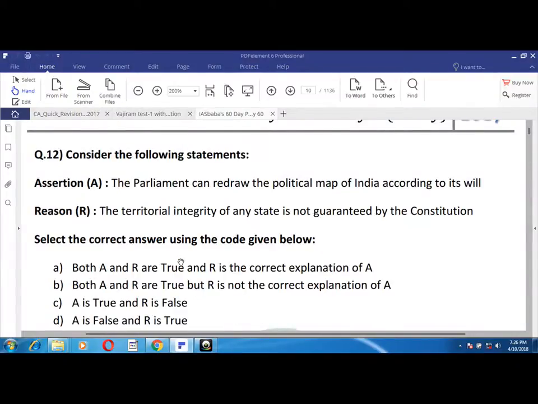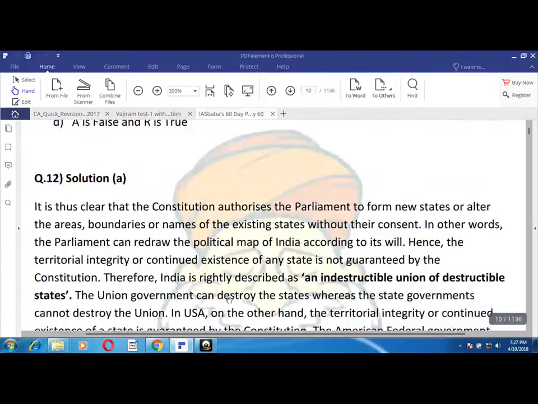Consider the following statements. Which is the correct one? Here A and R are true, and R is the correct explanation of A. A is the correct answer. So now, the Parliament can review the political map of India according to its will. Parliament can redraw the political map of India, and the territorial integrity of any state is not guaranteed by the Constitution.